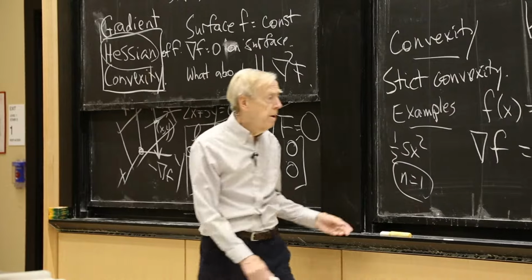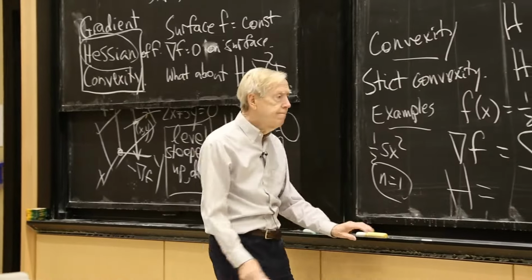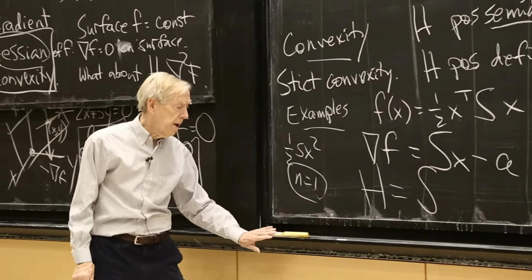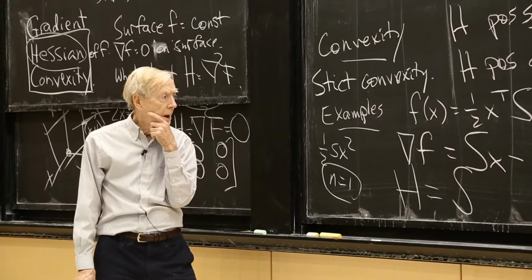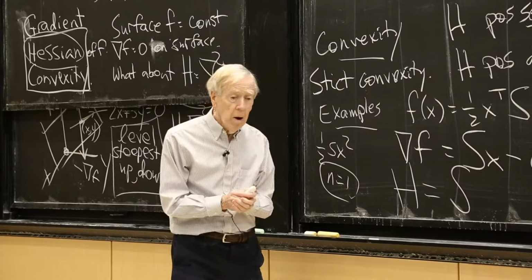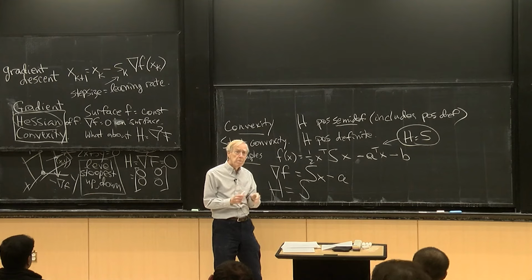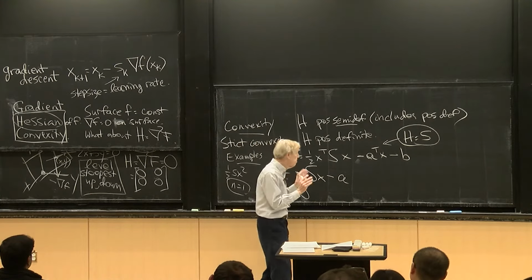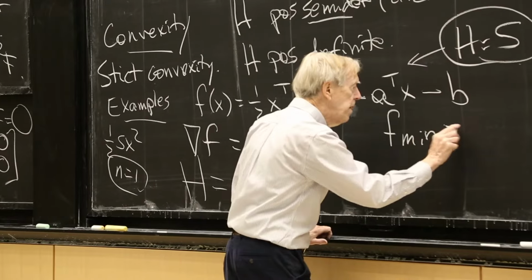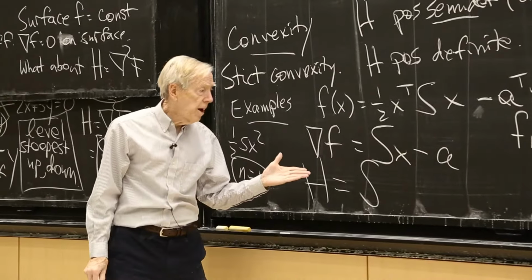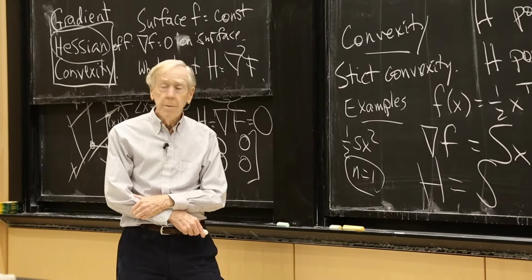Okay, and the Hessian H is S, the derivatives of that guy. Okay, good. And the minimum value, what's the right word for a minimum value? The right word is minimum value, like f min. So I want to compute f min. Well, first I have to figure out where that minimum is reached. And what's the answer to that?